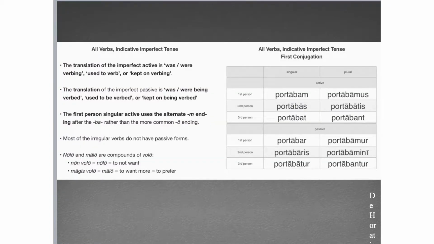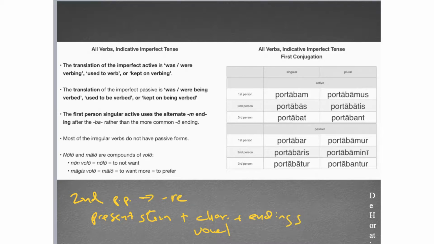If you remember from when we learned the present tense, we start with the second principal part, which is the RE form, and there's a vowel before that form. Then we drop that RE, and we get the present stem. We use that present stem plus that characteristic vowel, usually the vowel that comes before the RE. We'll see that that will change as we learn more verbs. So present stem plus the characteristic vowel, and then we add our endings to that. Those endings are O/M, S, T, MUS, TIS, NT.